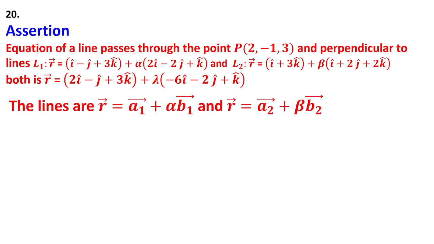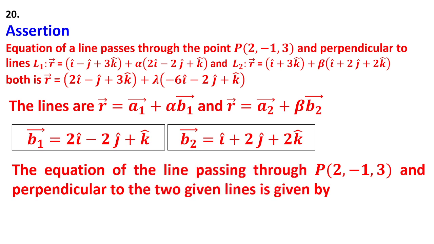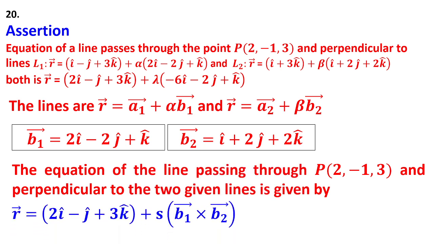The lines are given now. B1 I identify, B2 I am identifying. Now, this is the equation. Equation is vector r equal to point vector plus s into B1 cross B2. Now, this B1 cross B2 is given in the assertion as minus 6i minus 2j plus k. If you get it, then the assertion is true. If you don't get it, assertion is false.